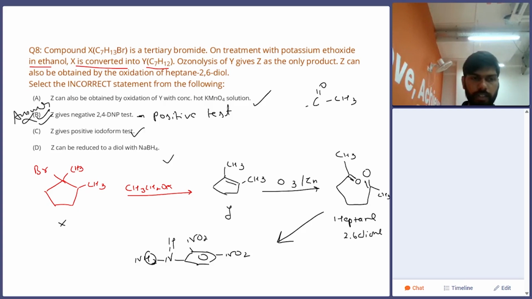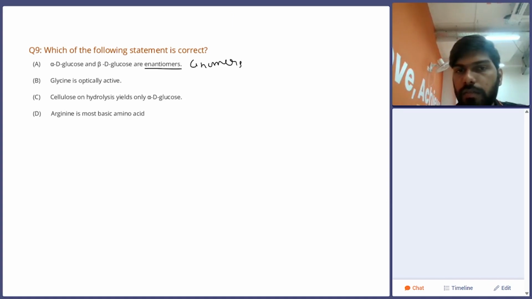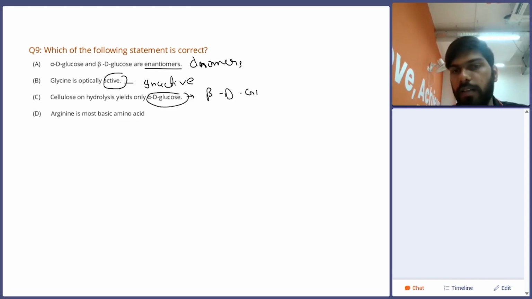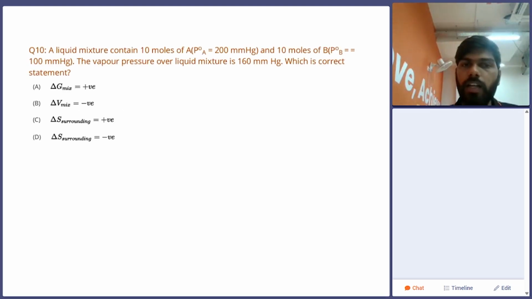Option B is correct for this reaction. Next, which of the following statements is correct? Alpha-D-glucose and beta-D-glucose are not enantiomers, they are anomers. These are the basic NCERT facts. Glycine is optically inactive, so that statement is wrong. Cellulose on hydrolysis yields alpha-D-glucose? No, it yields beta-D-glucose. So these 3 statements are wrong. Ultimately arginine is the most basic amino acid. Option D is correct.